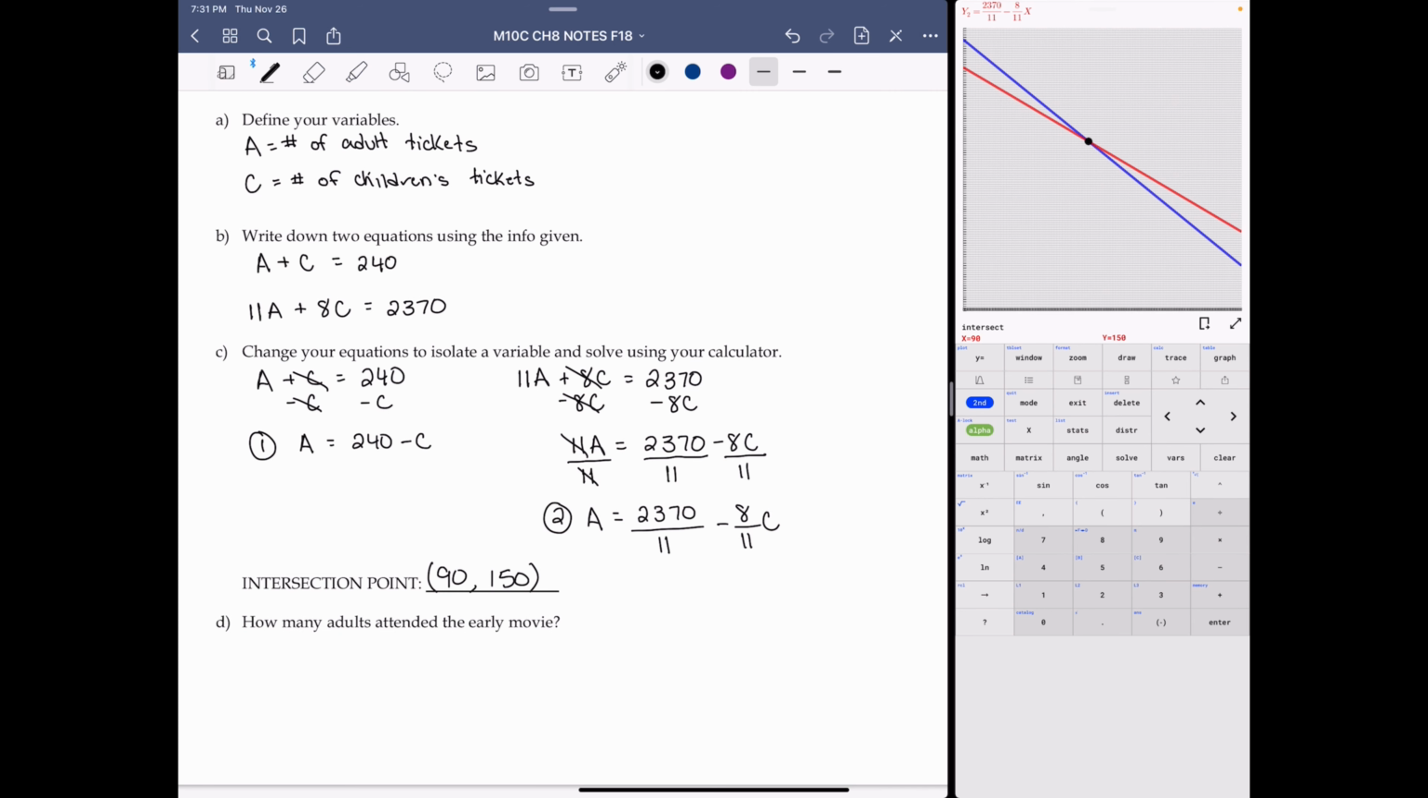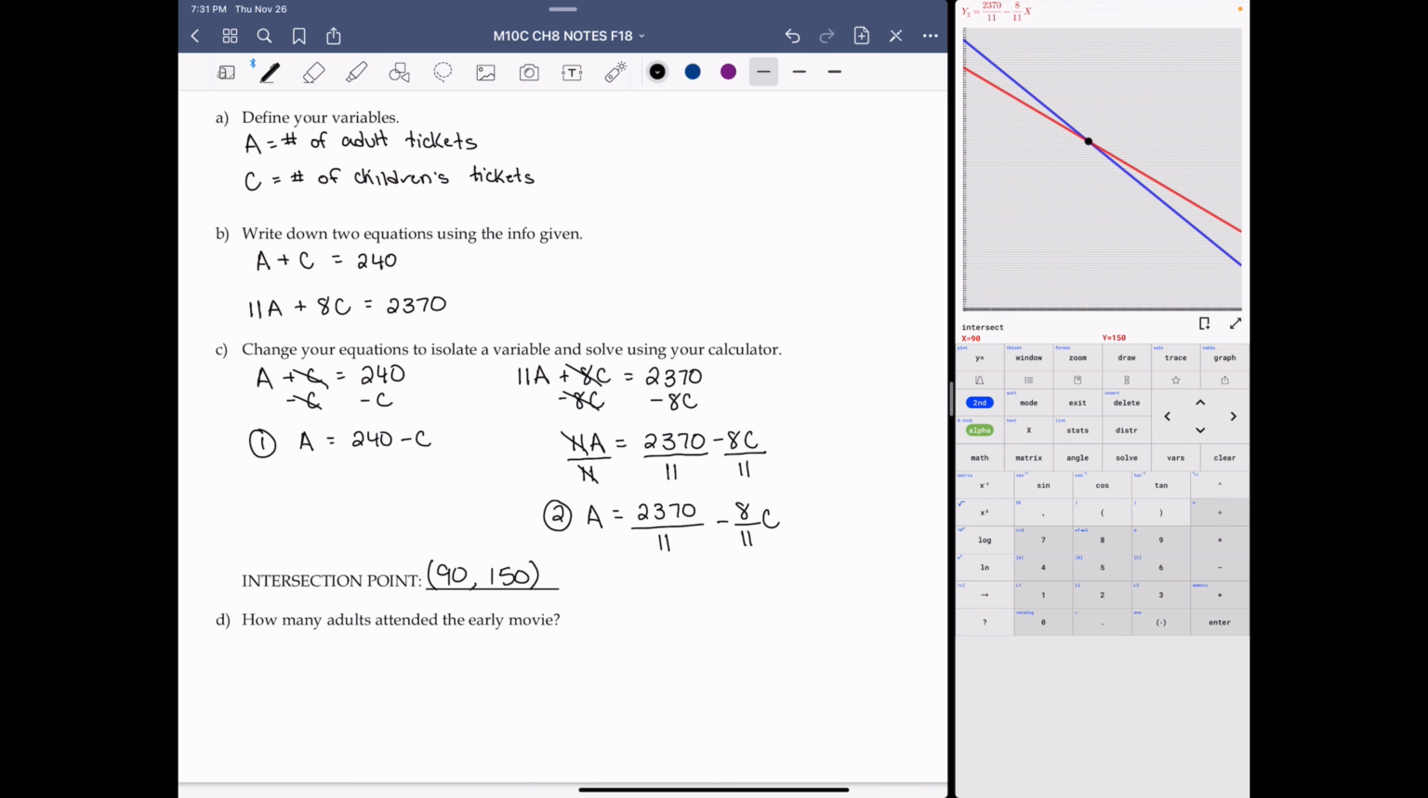Part D, how many adults attended the early movie? So we have to figure out which variable is adults. We isolated A for adults, which means in our equation that went in for Y. So the Y value from our point is the number of adults. This is adults, this is children. So 150 adults attended the early movie.